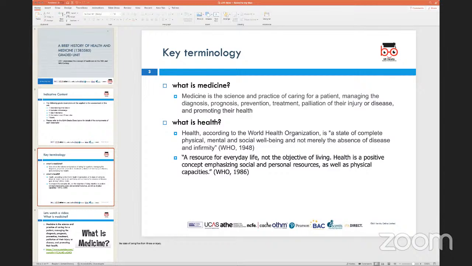The definition from the World Health Organization emphasizes that health goes beyond the absence of illness. It encompasses the physical, mental, and social aspects of how you feel as an individual. And if you're feeling good, you're feeling confident, you're feeling well, that is the concept, the definition of health.